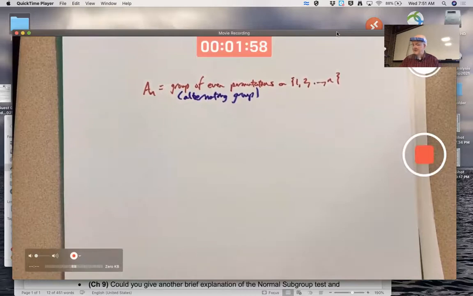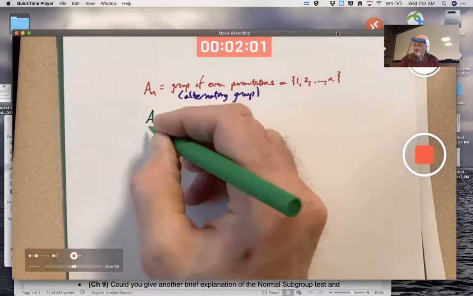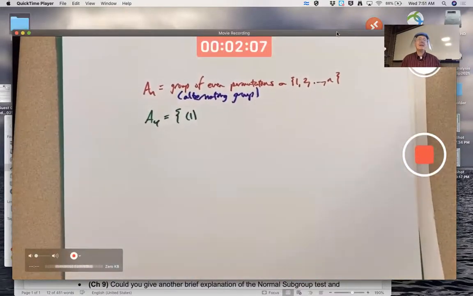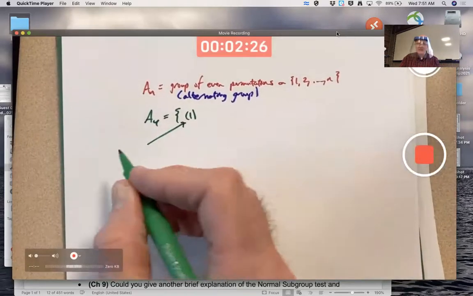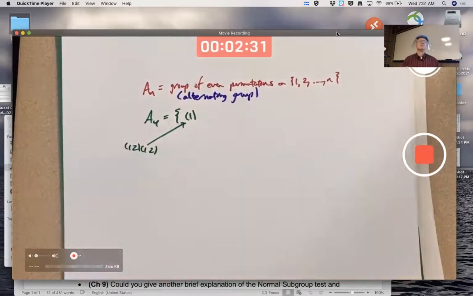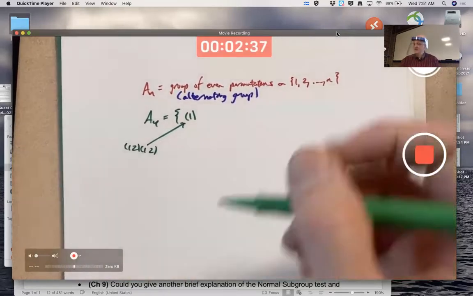So if you're thinking about a particular example, A4 in particular, well, certainly it's got to have the identity. And the identity is an even permutation. It can be written as the product of an even number of 2-cycles. Remember, that is the definition of even: it can be written as the product of an even number of 2-cycles. They don't have to be disjoint 2-cycles. For example, (1 2)(1 2) would be one way to write it, as a product of 2-cycles. And that's an even number of 2-cycles, so this would be an even permutation.